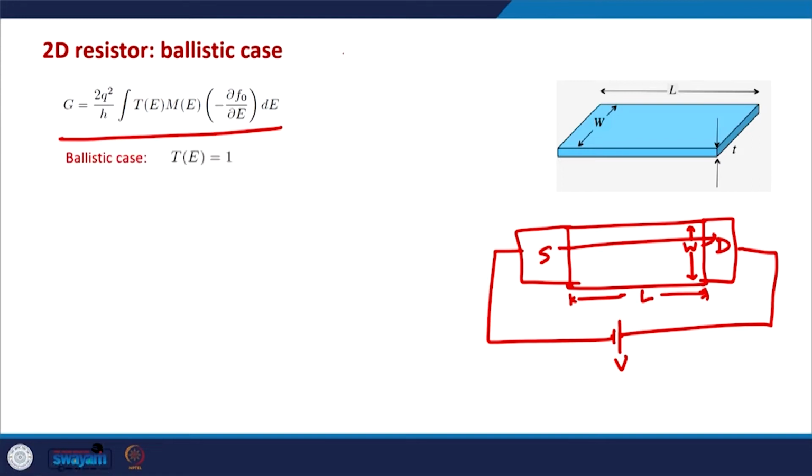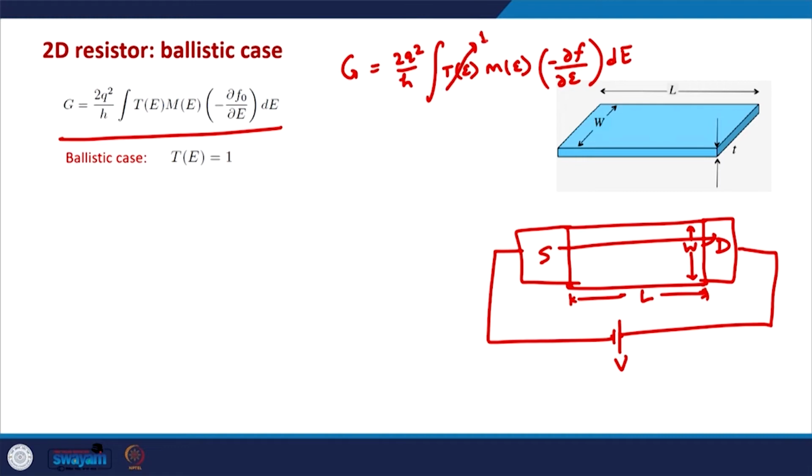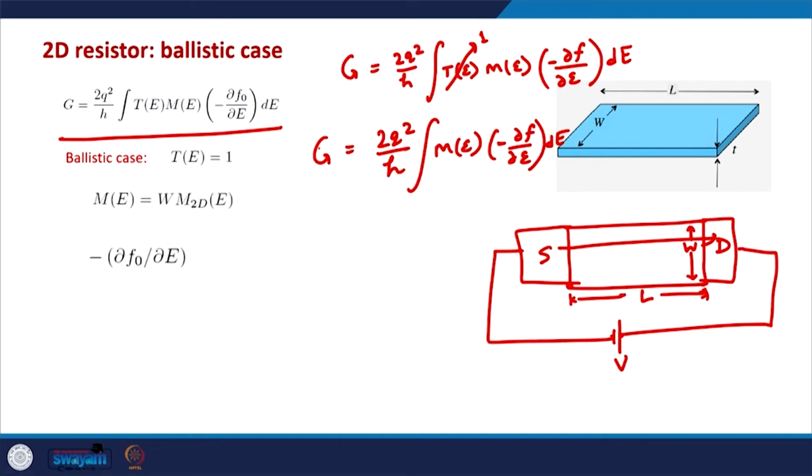In the ballistic case, if we begin with this formula 2q square by h integral of T(E) M(E) times minus del f by del E dE, in a ballistic conductor T tends to 1, actually T is 1. So, G is 2q square by h integral of M(E) times minus del f by del E dE. Okay. And M(E) in a 2D conductor is width times M2D(E), where M2D is a parameter also known as the modes per unit width, so to say. Okay.